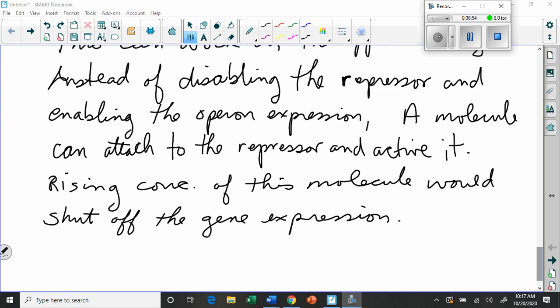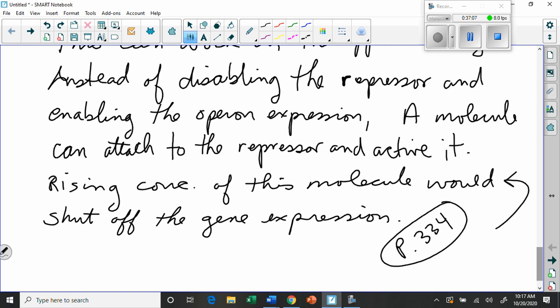Okay, so I'm just going to conclude by saying have a look on page 334 in your textbook if you want to see the pictures that go with this opposite thing, and it's all about the tryptophan operon. And you can see how the pictures would be slightly different. Okay, and we'll stop there.